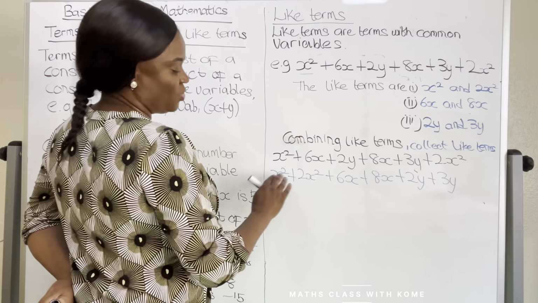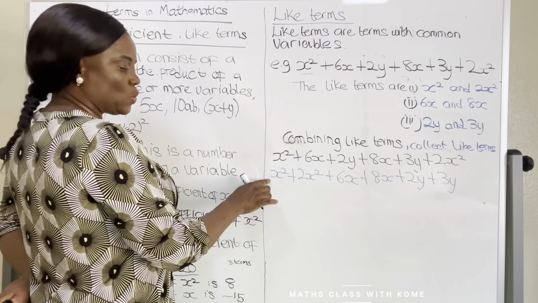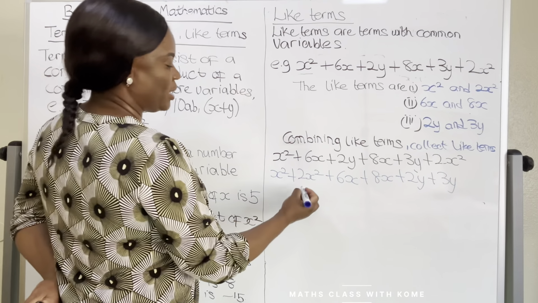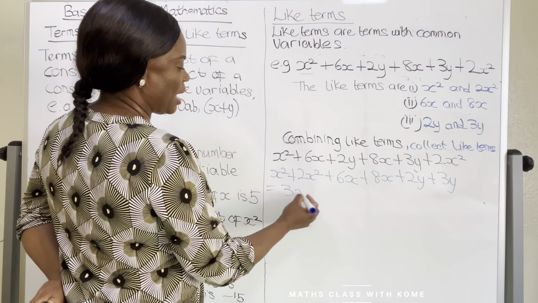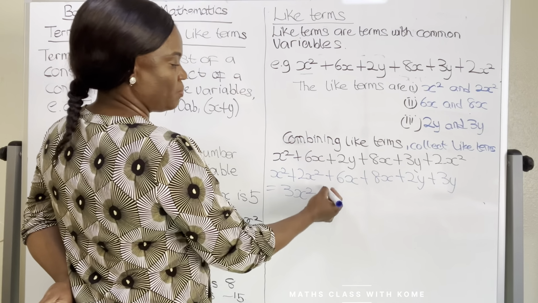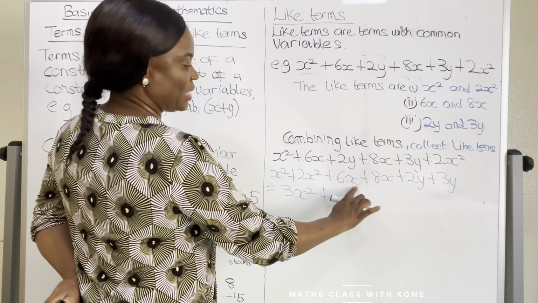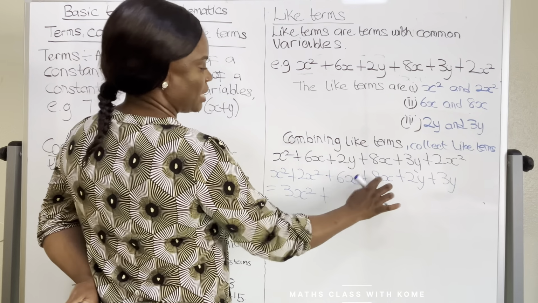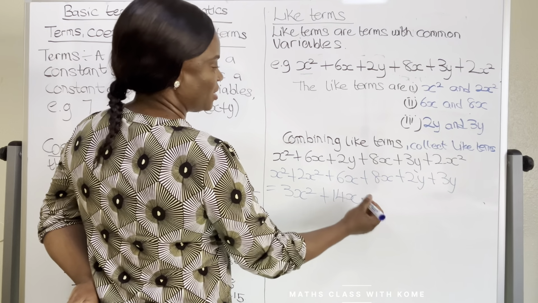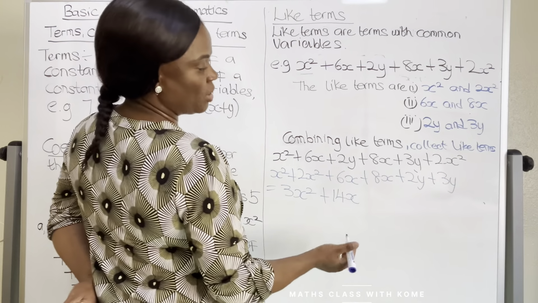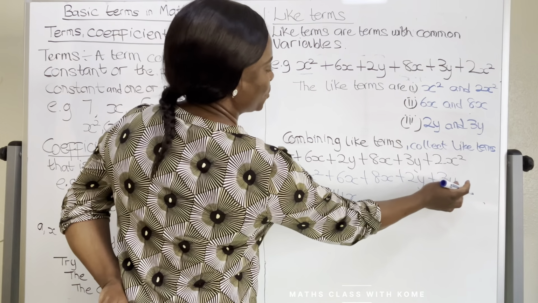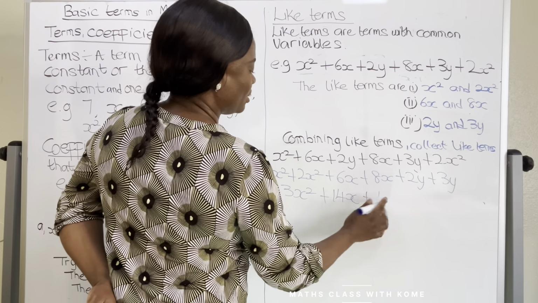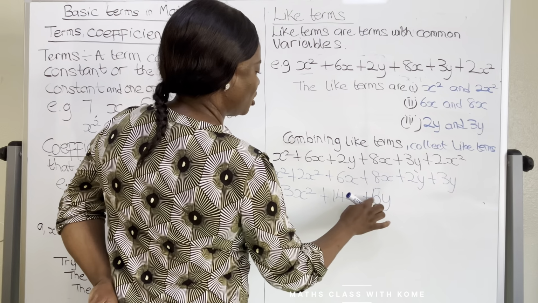Now, if I want to solve this, the coefficient of x squared here is 1 and the coefficient of x squared here is 2. That's 1 plus 2, which will give me 3x squared, plus the coefficient of x here is 6. The coefficient of x in this term is 8. 6 plus 8 gives 14x. In this place, I'm going to have 2y plus 3y, which will give me 5y.